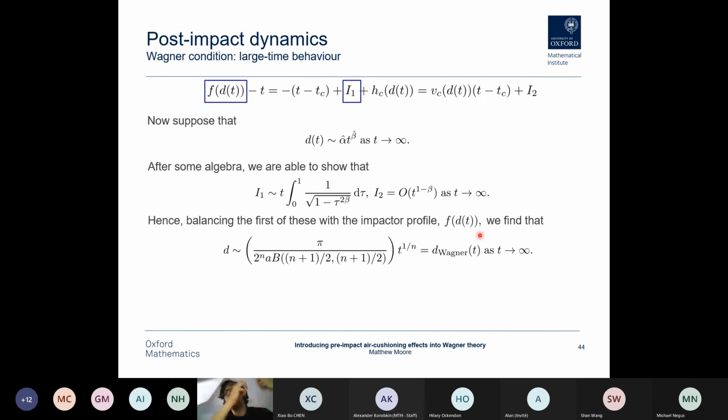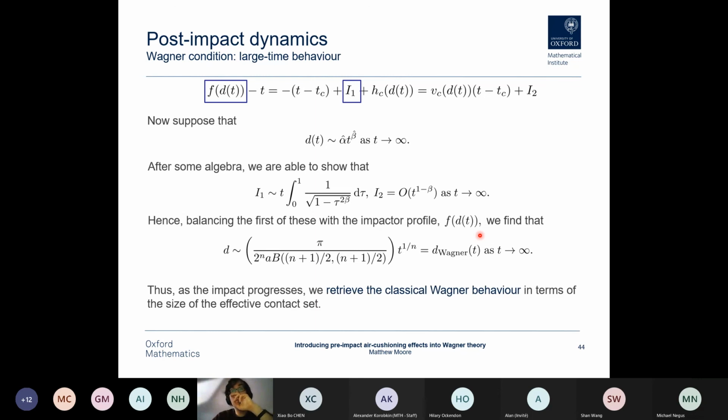So early on, the air dynamics were dominating and changing the behavior of this d of t, but later on, it converges back to the Wagner solution, which is what we'd hoped for, because otherwise we'd have the air effects lingering and affecting the late time dynamics. And that's essentially what I was just saying.